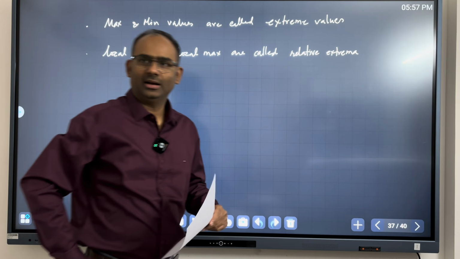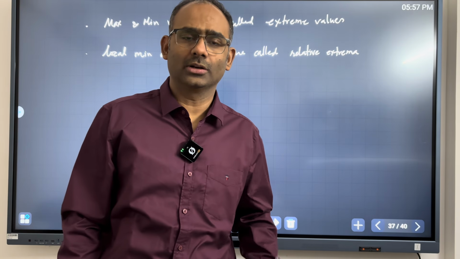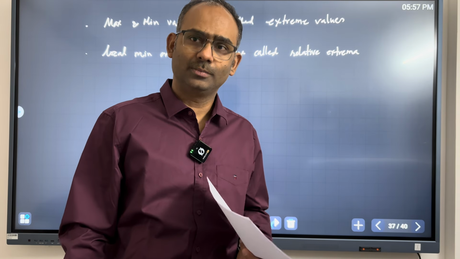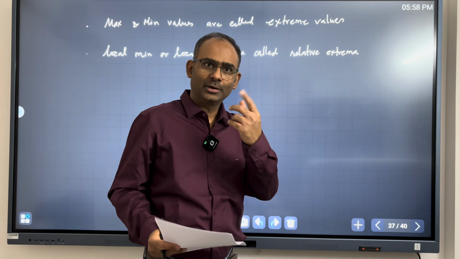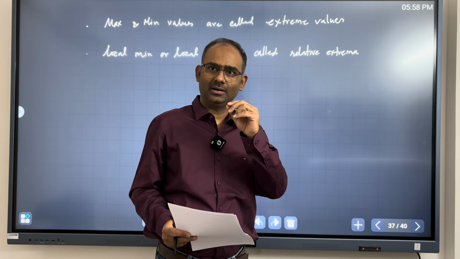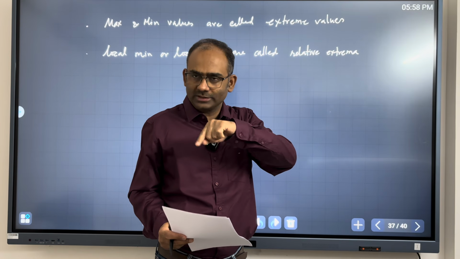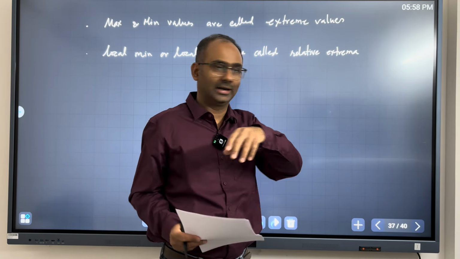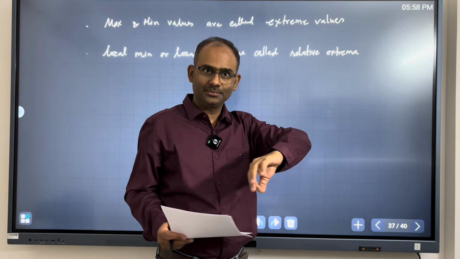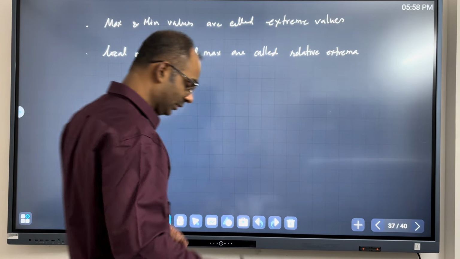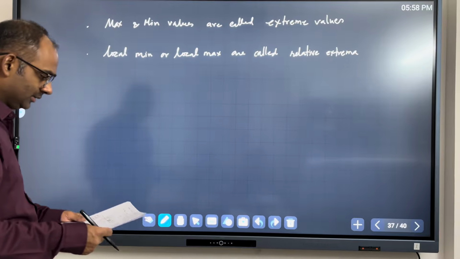So extremum is singular, extrema is plural. So relative. You understand why relative? Because when you say local, you are comparing with what is happening in the neighborhood. So it's relative to that. So relative extrema. So it's a relative extremum at that point. Maximum, right? Relative extremum. That's the plural thing.